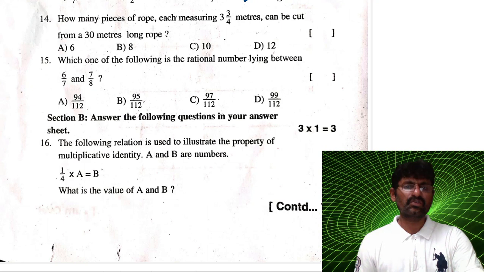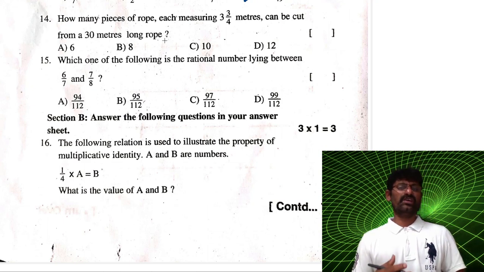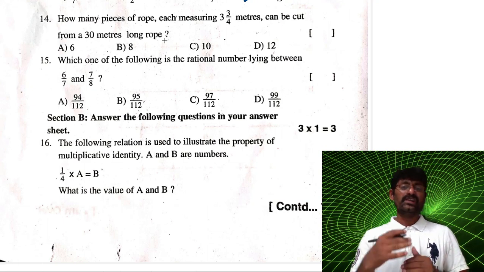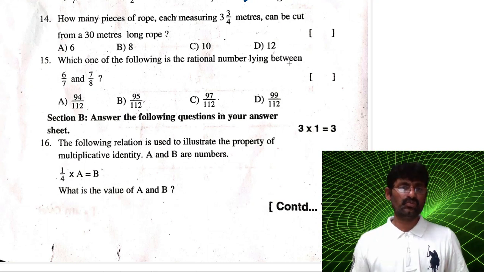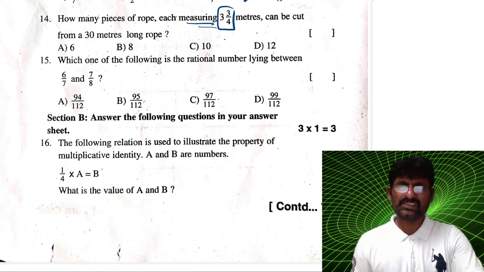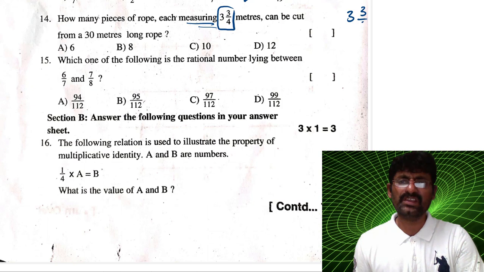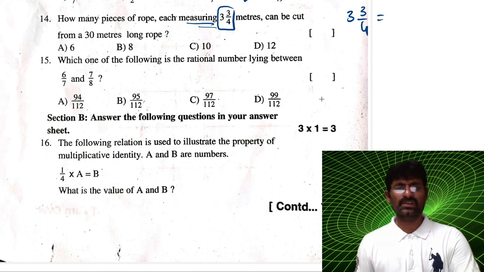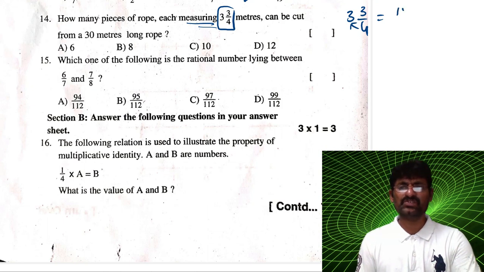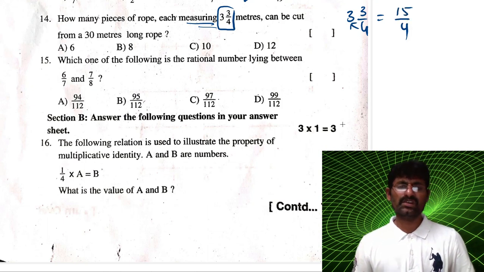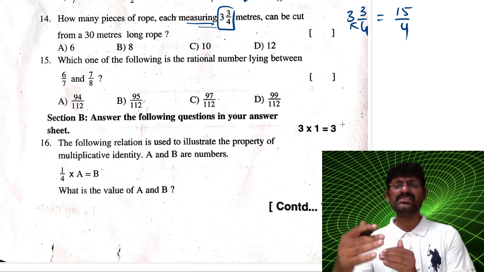How many pieces of rope, each measuring 3/4 meters, can be cut from a 30-meter long rope? So here we have a rope of 30 meters of length. We need to cut that rope into some pieces, each measuring how much? 3 by 4 meters. So first let us convert 3 by 4 into an improper fraction. 4 times 3 is 12. 12 plus 3 is 15. So 15 by 4. So the length of each small piece is 15 by 4.